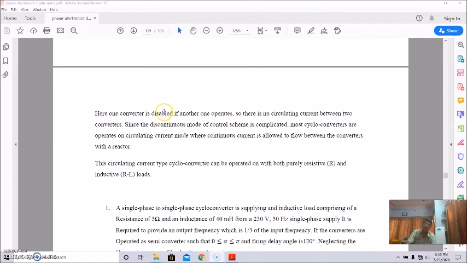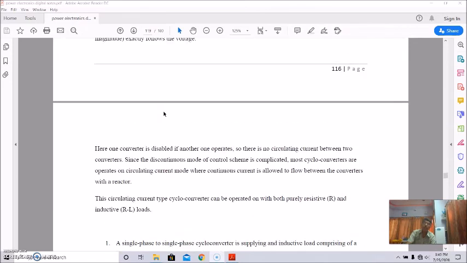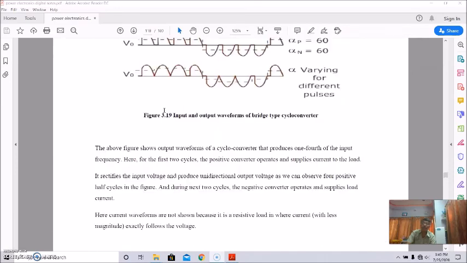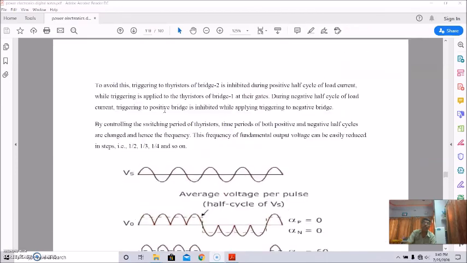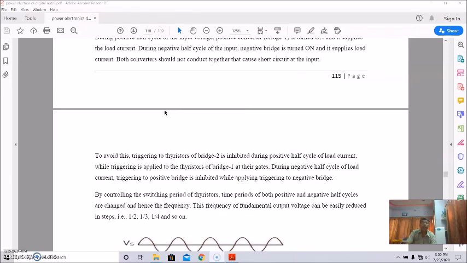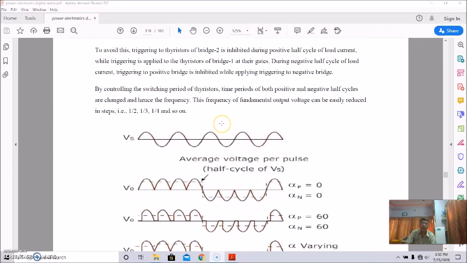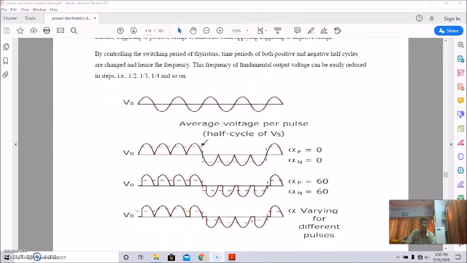Okay, the center midpoint type and bridge type cycloconverters have been discussed. I think this will clear your concept about the single phase cycloconverter, its circuit operations, etc. And if you have any difficulty after studying this, you can contact me. So we will discuss. Okay, thank you.